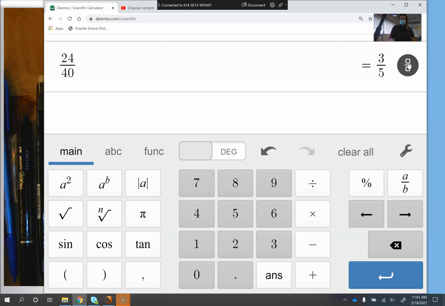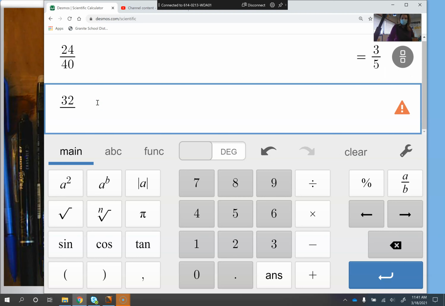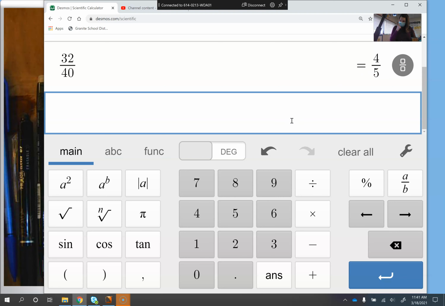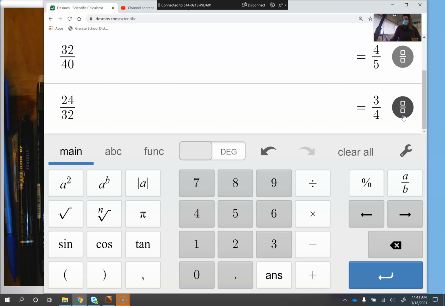Then I can do the same for cosine. So 32/40. That's 4/5. Then for tangent, that's 3/4.